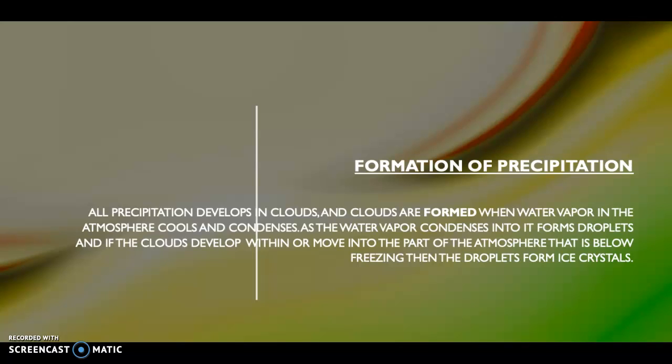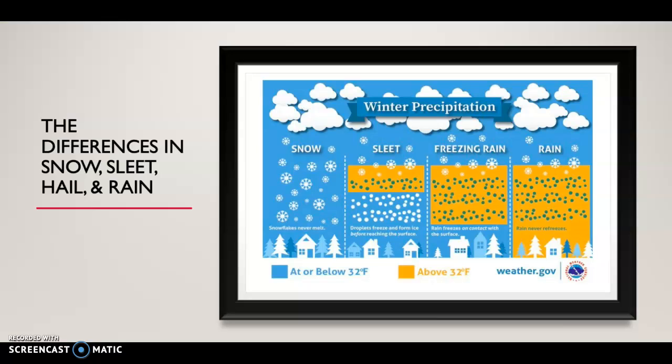So how exactly is precipitation formed? Well, all precipitation develops in clouds, and clouds are formed when water vapor in the atmosphere cools and condenses. As the water vapor condenses, it then forms droplets. If the clouds are developed within or move into the part of the atmosphere that is below freezing, then the droplets will form ice crystals.